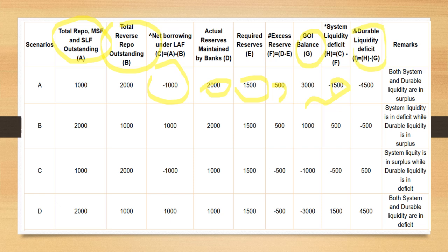This particular example I'm sure would have given you an understanding of what is system liquidity and what is durable liquidity. Here you can see very clearly that both system and durable liquidity are in surplus. So whenever this number comes as negative, that indicates a surplus liquidity, because that means that money is parked with RBI and not with banks. So we could have situations where system and durable liquidity are positive or negative.